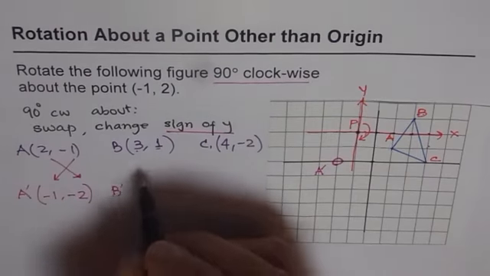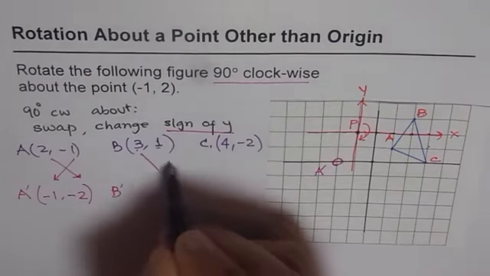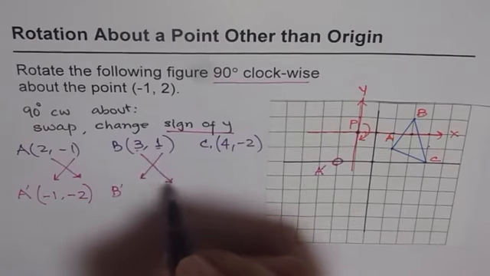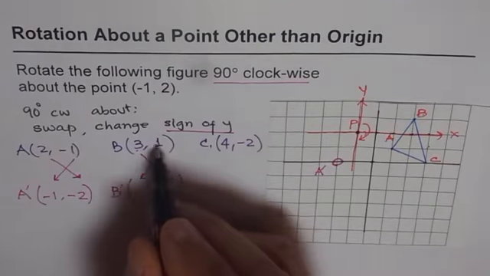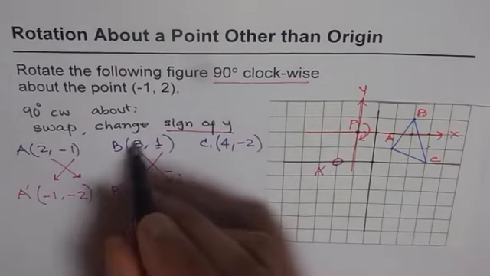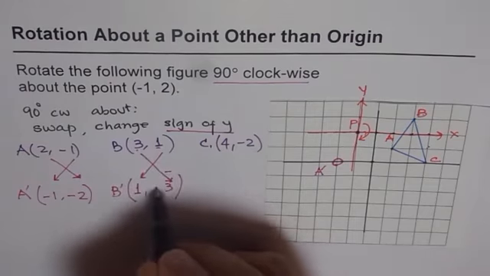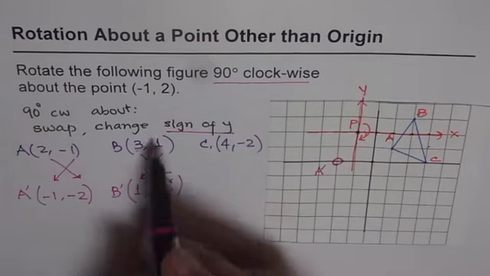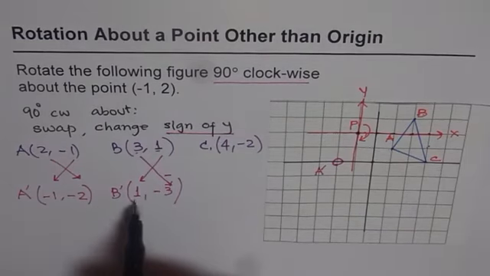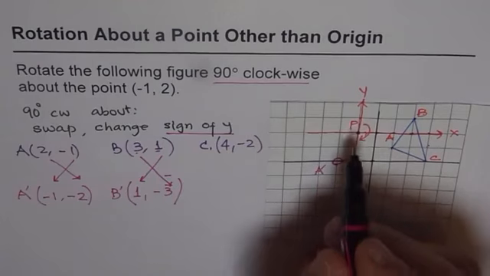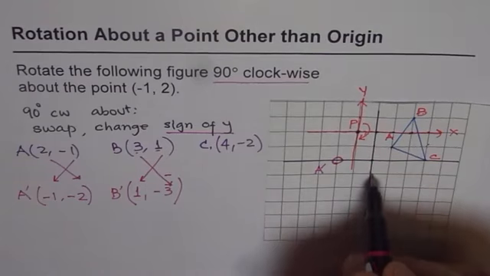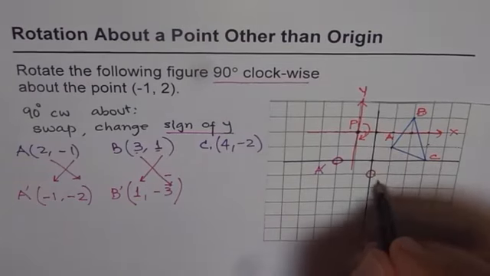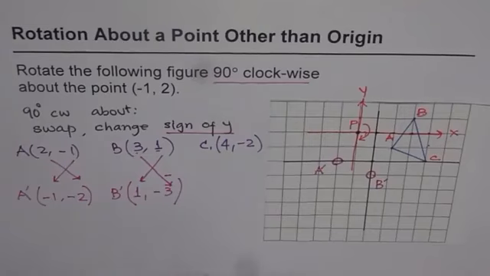So for B dash, we will interchange these positions and change the sign for y. So what do we get? 1 here, 3 there, change the position, minus. It was plus, it becomes minus. So B dash is (1, -3) from point P. 1 unit right and 3 down: 1, 2, 3. That is what we get, and this is the point B dash for us.